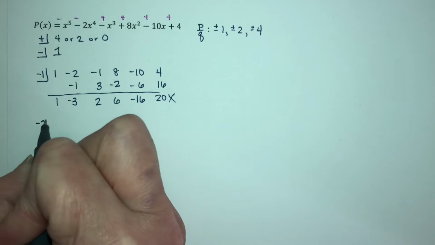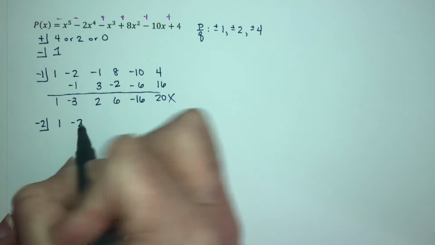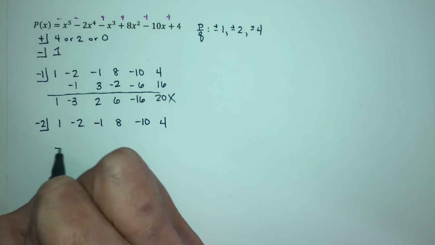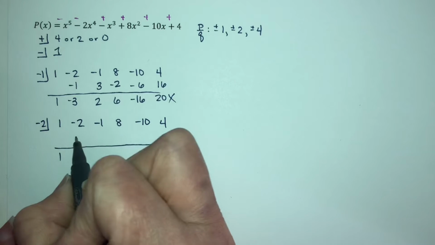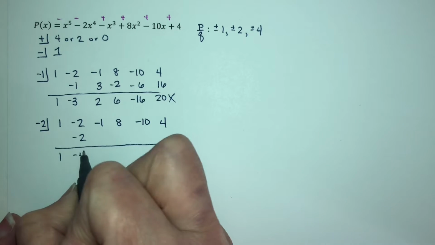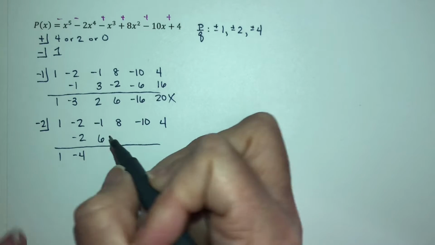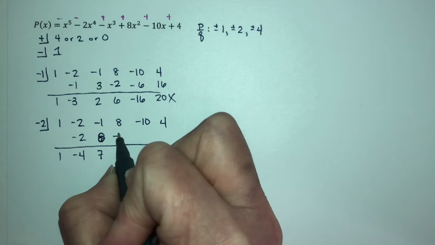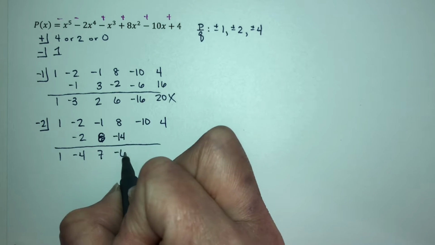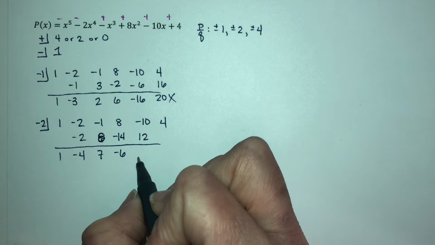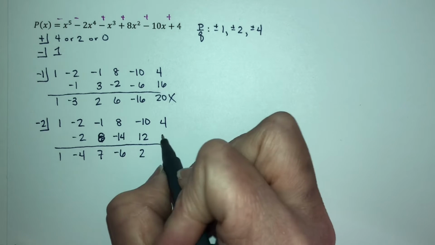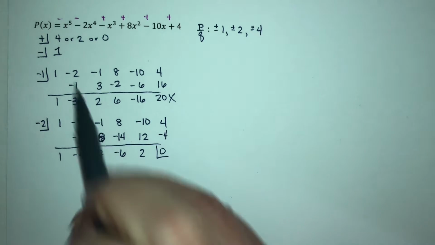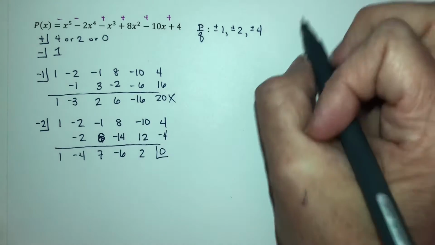So let's check -2. Bring down the 1, -2, -4, 8, that's 7, and -14, -6, +12. I'm seeing alternating signs here, which is helpful, and I also have a solution. So one of my 5 solutions is -2.